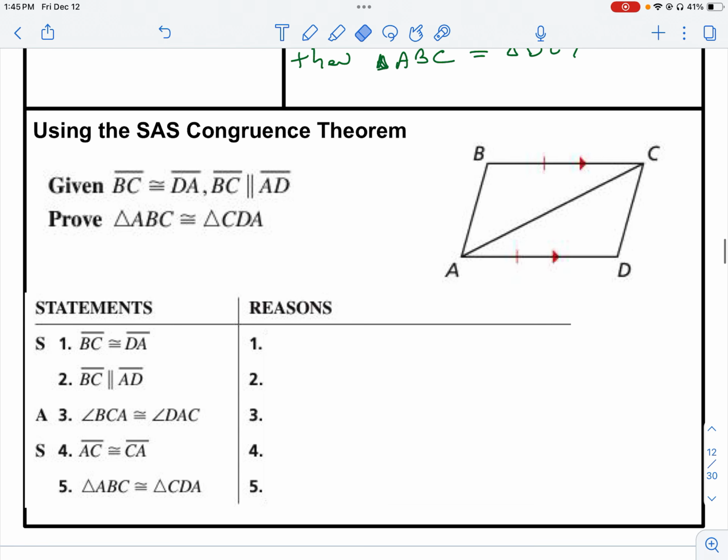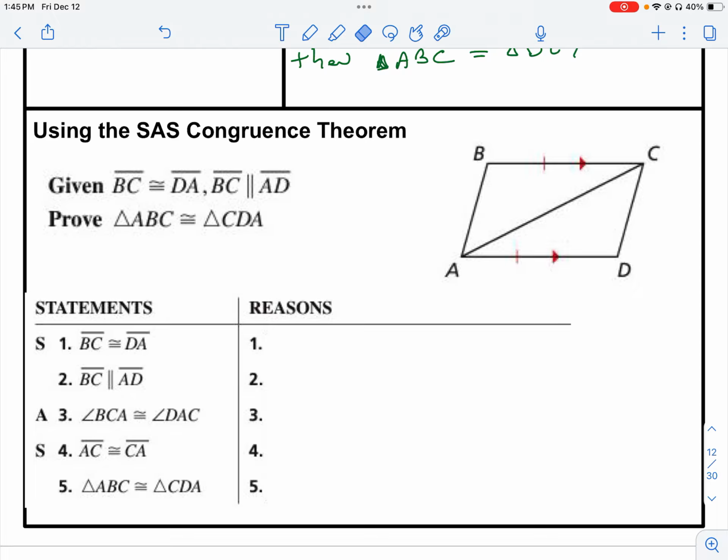So let's build a theorem and use side angle side and see how it helps us. Prior to this moment, we needed all three sides and all three angles to be congruent in two triangles to have congruent triangles. Now we need two sides and the included angle, which means the angle between the congruent sides.